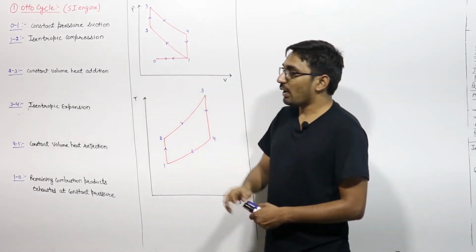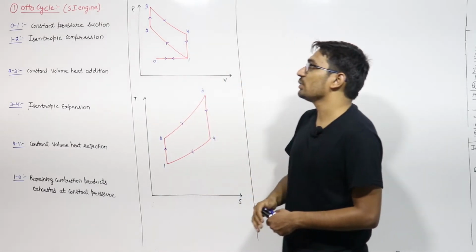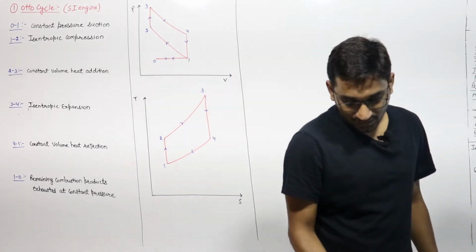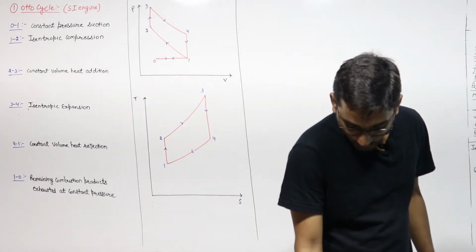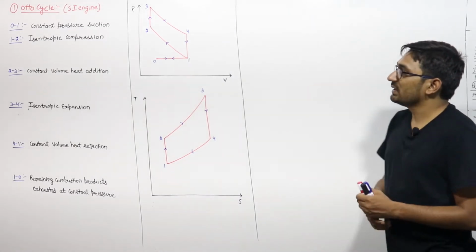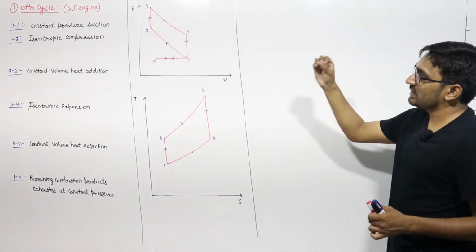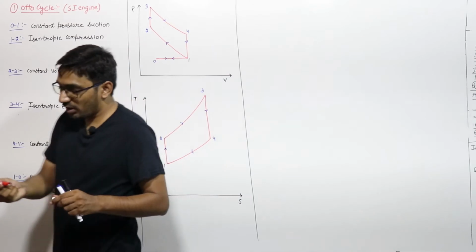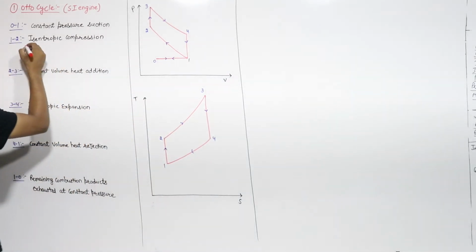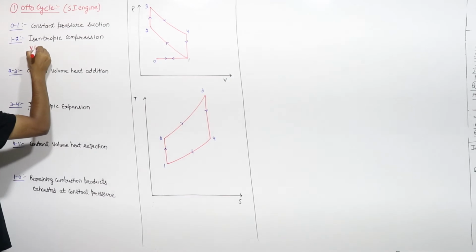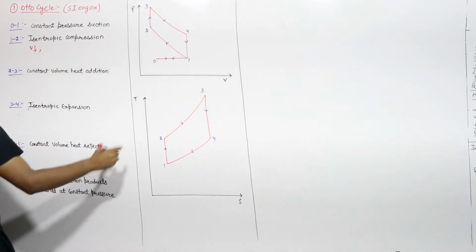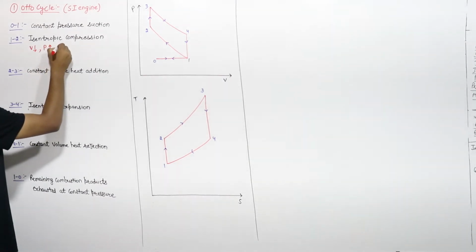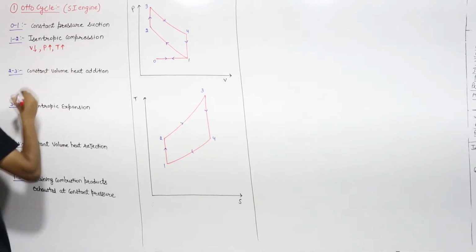Now, process 1 to 2 is isentropic compression. Isentropic means adiabatic reversible. All the processes are reversible here. So 1 to 2 is isentropic compression, that is reversible adiabatic. In this case, the volume of the system decreases, then your pressure is increasing. Pressure will increase because of compression, and if pressure increases, then temperature will also increase.